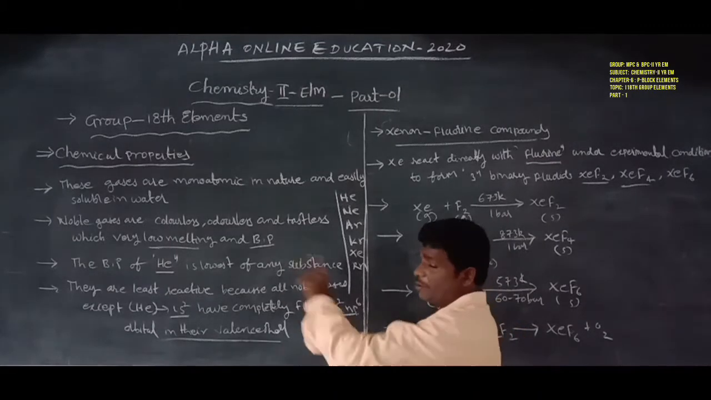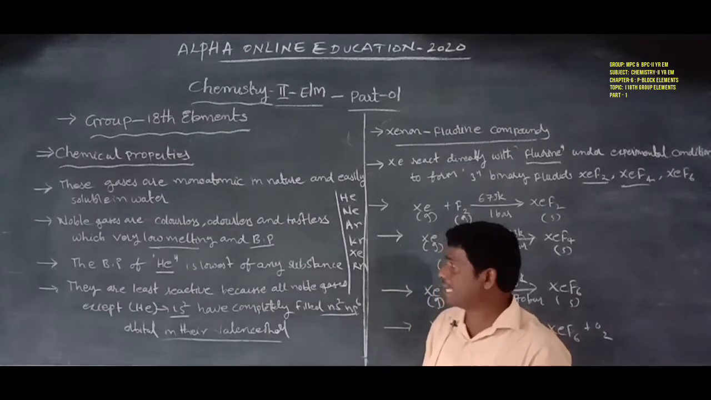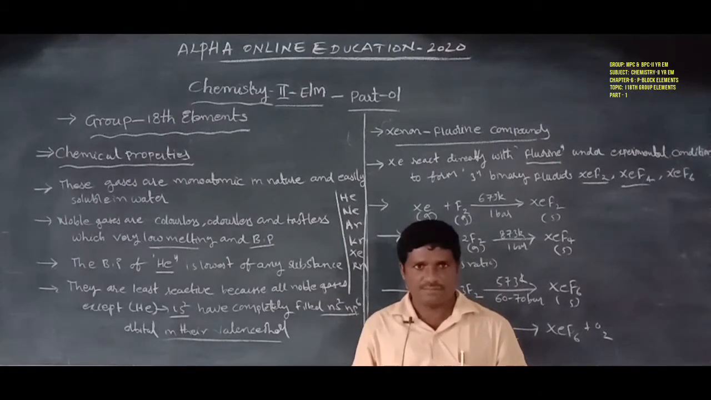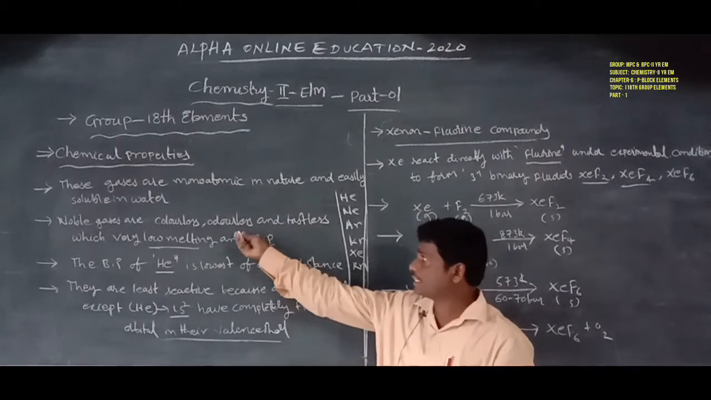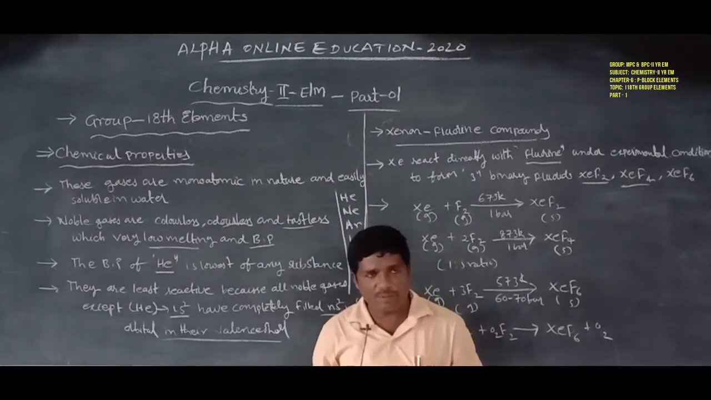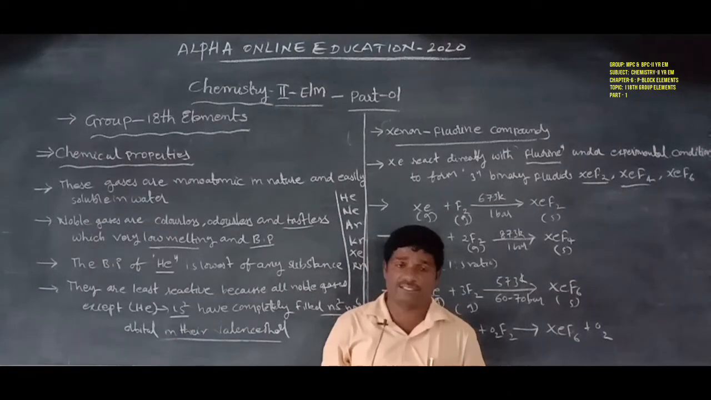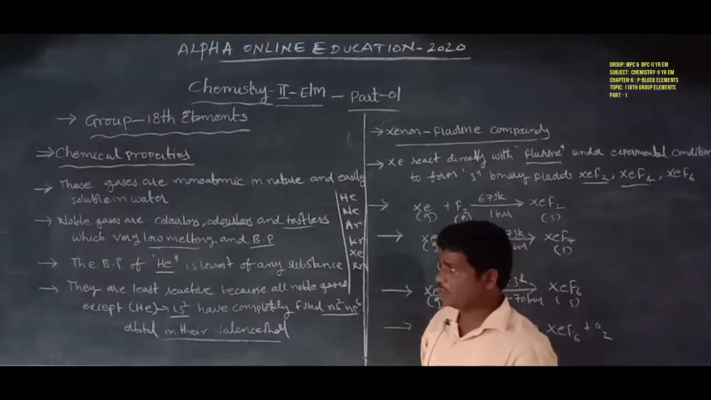Next, the noble gases are colorless, odorless and tasteless gases. All noble gases are colorless; they do not have any color. They also have very low melting points and boiling points. All noble gases have low melting and boiling points and are odorless, tasteless and colorless. That is the second property of the 18th group elements, the noble gases.